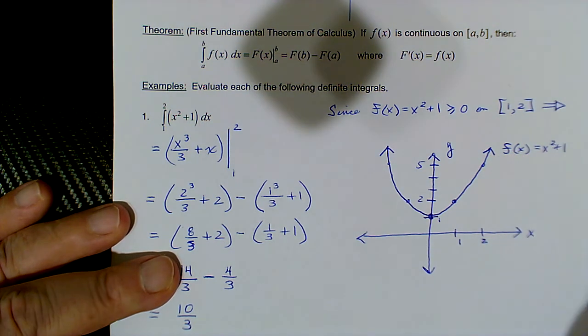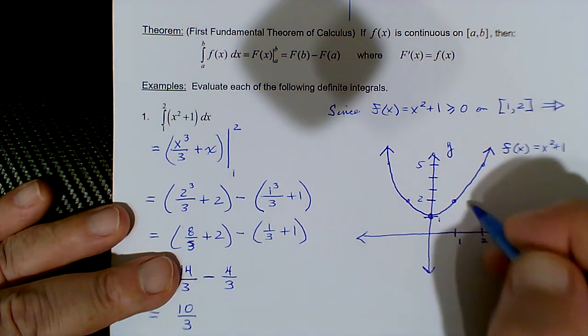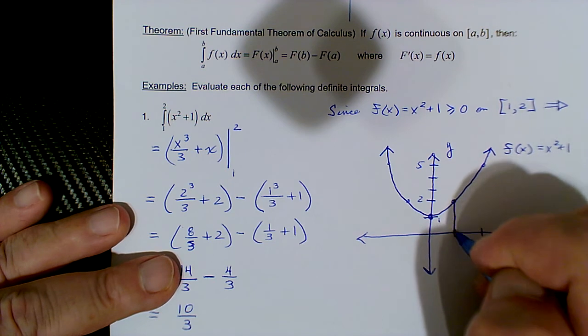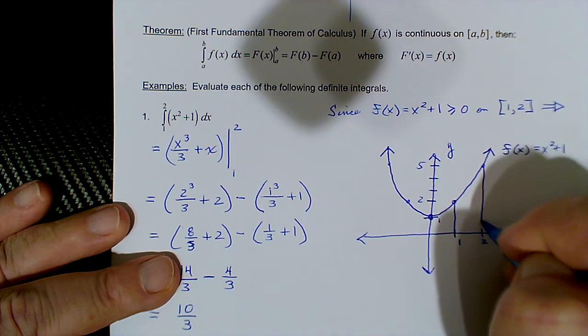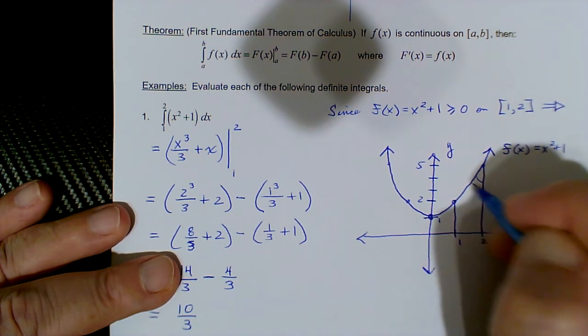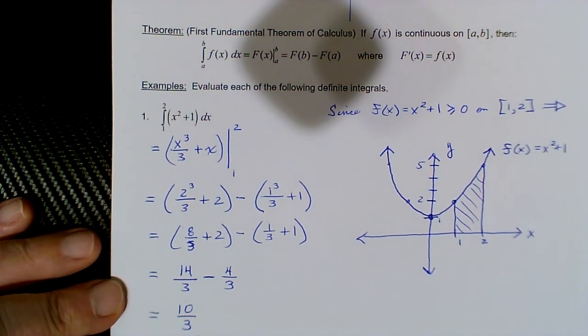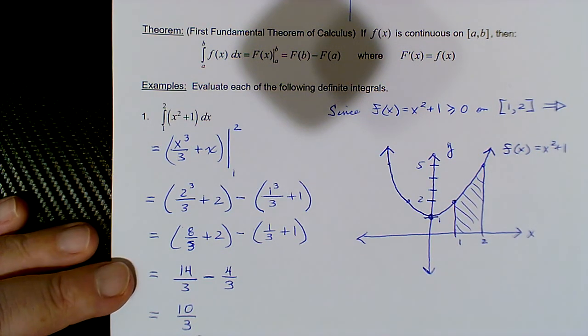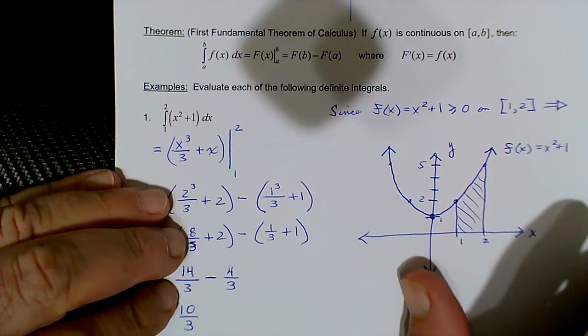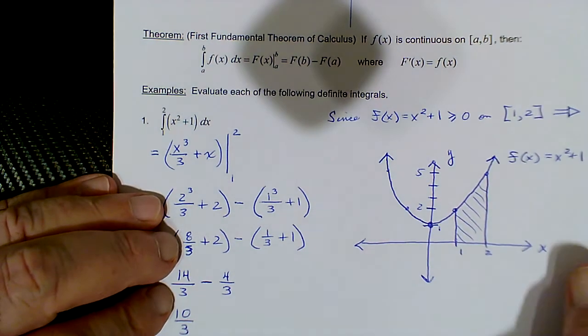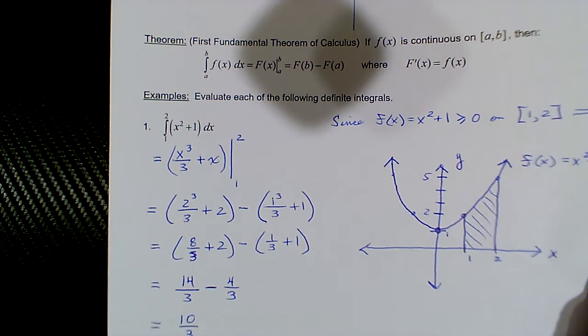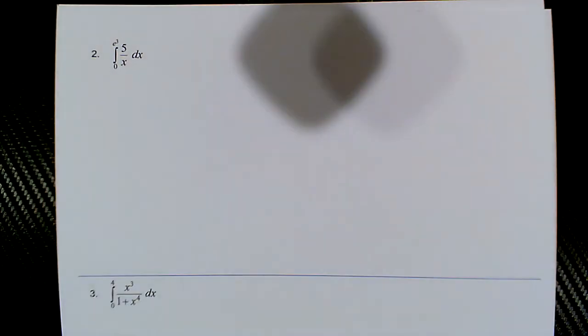So what we just found is that the area between the graph of this function, the x-axis, and the vertical lines x equaling 1 and x equaling 2, that shaded area there is 10/3. Okay? So it's kind of nice just to recall what it means. But in terms of our interest, we're going to deal with situations involving things that result in natural logs.